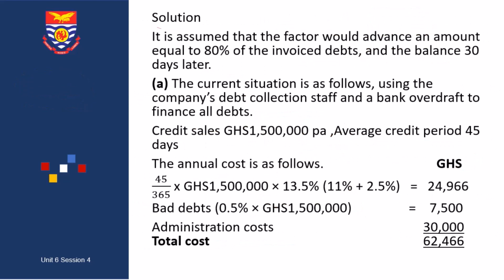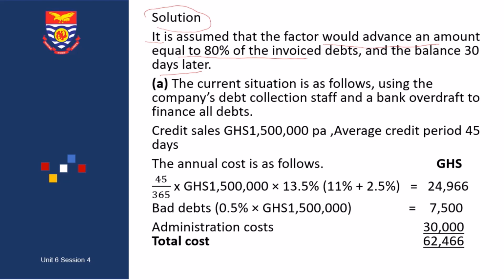So this is the solution. So note, it is assumed that the factor will advance an amount of what? An amount equal to 80% of the invoice debt. That is what they said. And the balance 30 days later. Alright, so one. So the current situation is as follows.